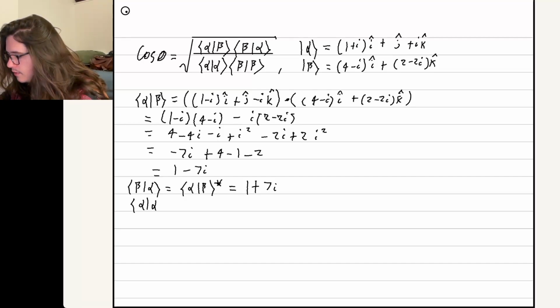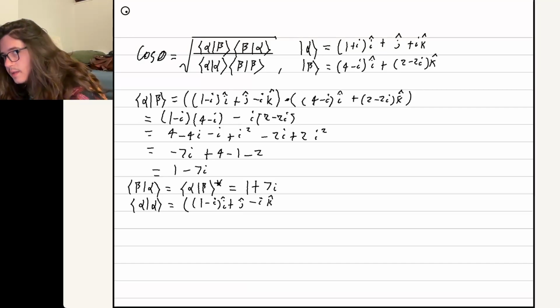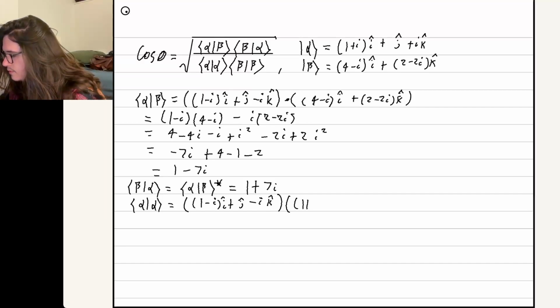The inner product of alpha with itself will be pretty much what we just did on the left-hand side. So this is going to be the complex conjugate of alpha, so this is (1 minus i) i hat plus j hat minus i k hat. And then we have just what is alpha, so (1 plus i) i hat plus j hat plus i k hat. Right.